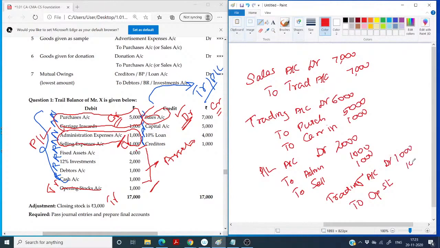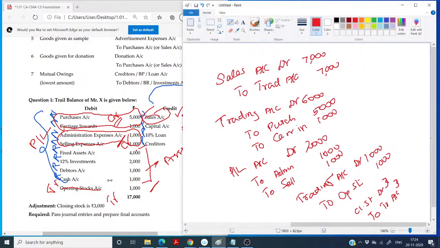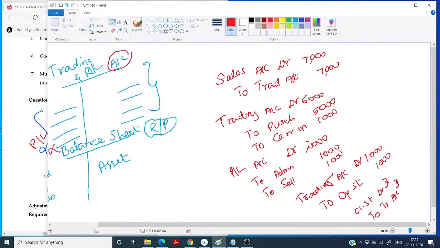Similarly, for the closing stock, it is going to be credited in the trading account. The entry will be closing stock account debit to trading account. Okay, then to trading account. The value being 3,000. Clear? Sorry, 3,000, not 1,000. I hope you could now understand this part. Is it clear, right?